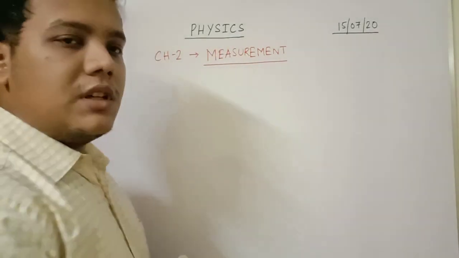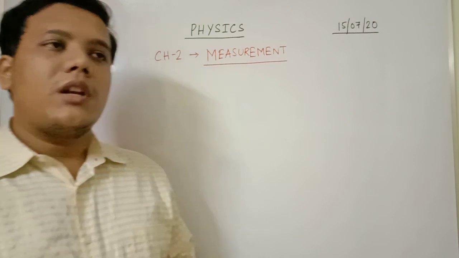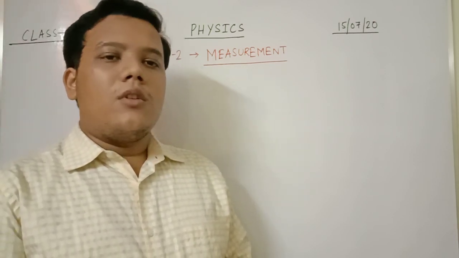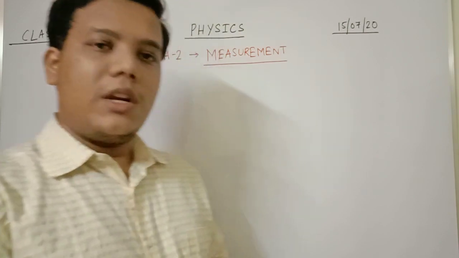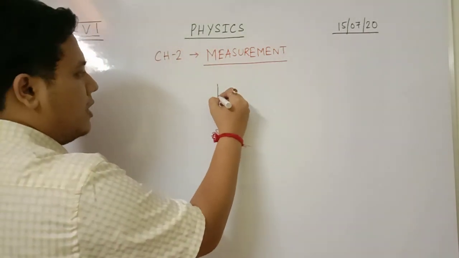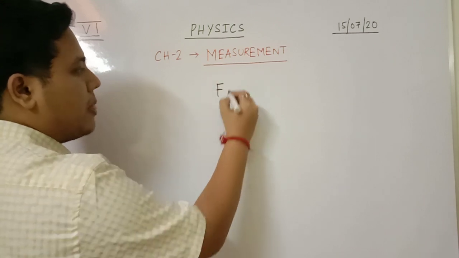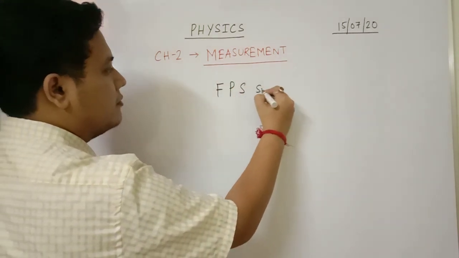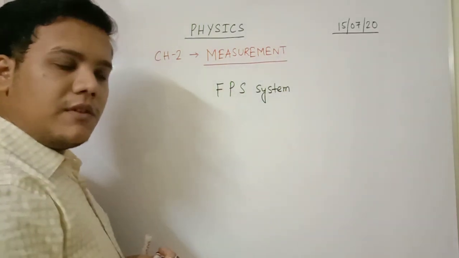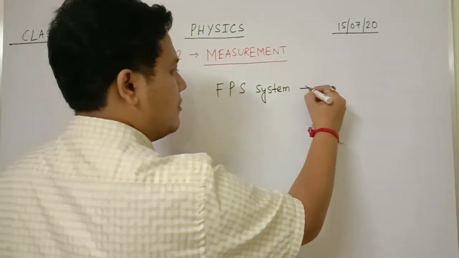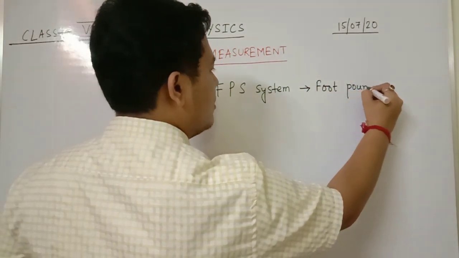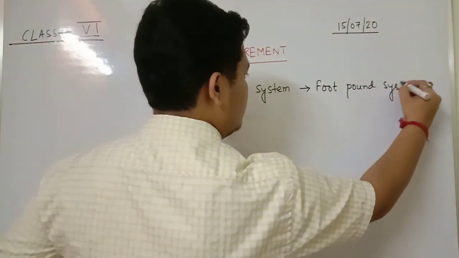Apart from this, we have also encountered some other units which are followed somewhere in the world. So let us know about those systems also. We have encountered the FPS system. What is the full form of FPS system? It is foot pound second system.